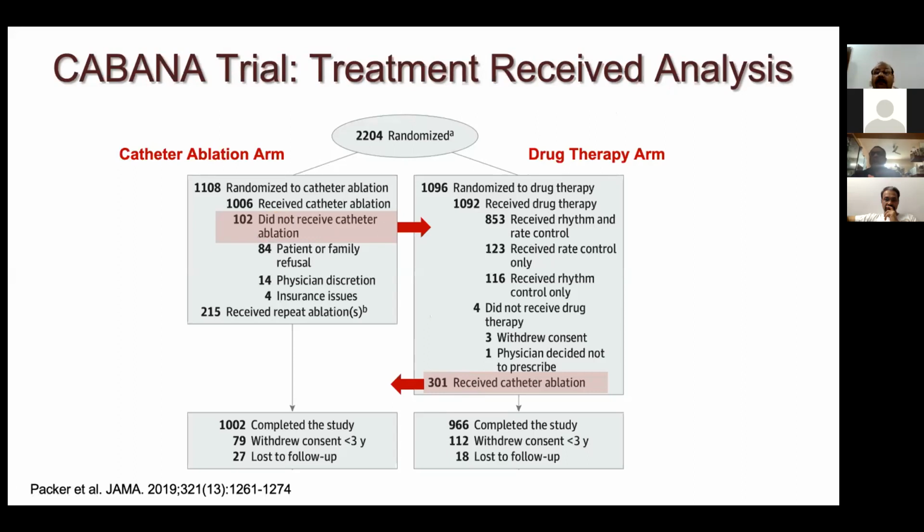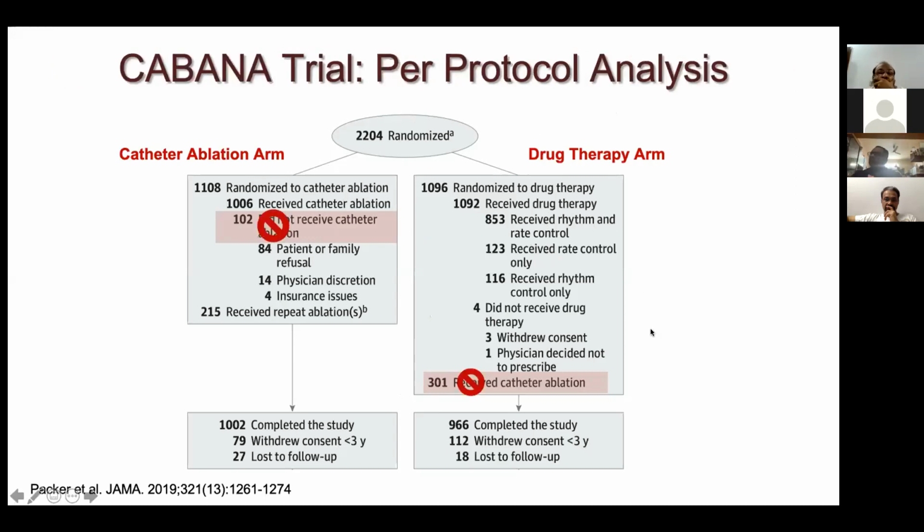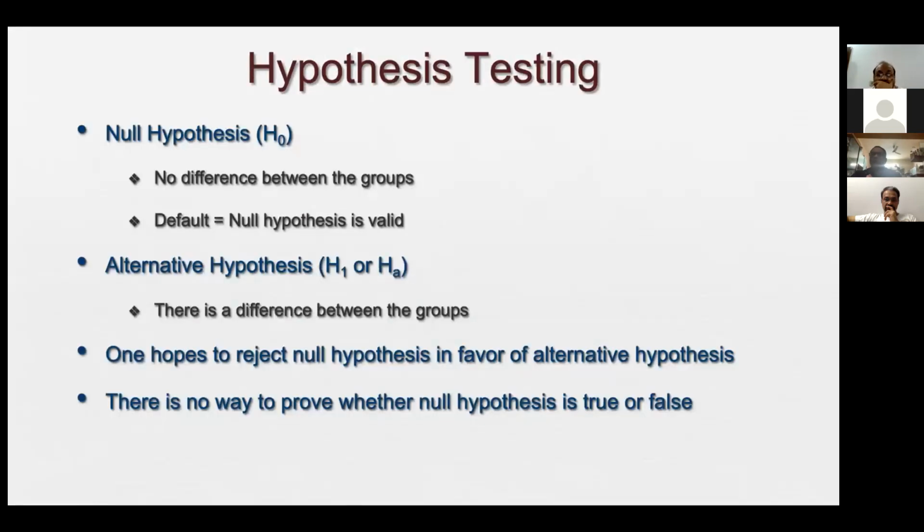The groups then cannot be compared because the randomization is lost. The randomization is maintained in ITT and it is maintained in per protocol, but it's not maintained in the treatment received analysis. Now coming to how we interpret the p-value, or a process that is called hypothesis testing.